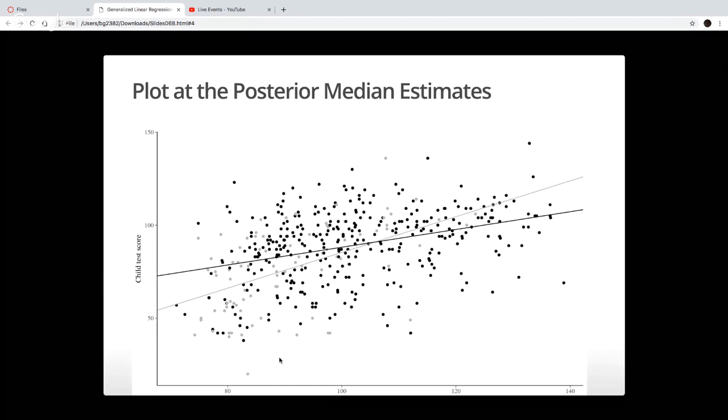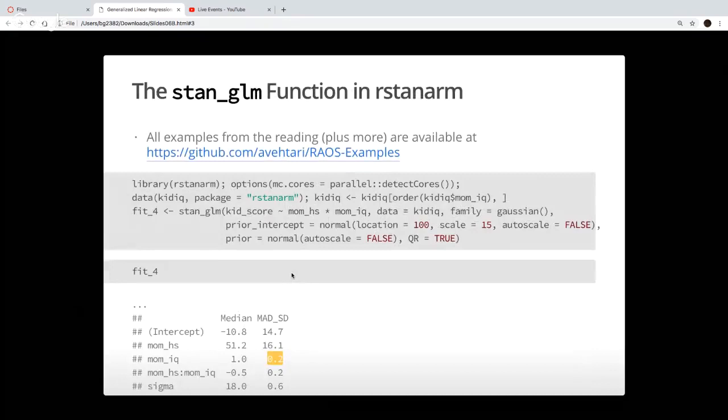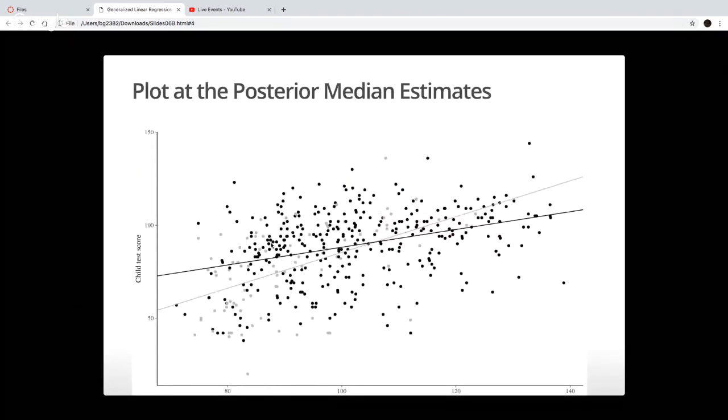Okay, so this is a plot. I think there was one in the book. If not, there's a similar one in the book, or it's online, but just taking these posterior medians, -11, 51, 1, -0.5, whatever, and using it to construct lines. So here the dark line is the estimated relationship among mothers who graduated from high school, and then the gray line is the estimated relationship among women who did not graduate from high school in terms of the sensitivity of how well their kids do on the IQ test as a function of the mother's IQ.